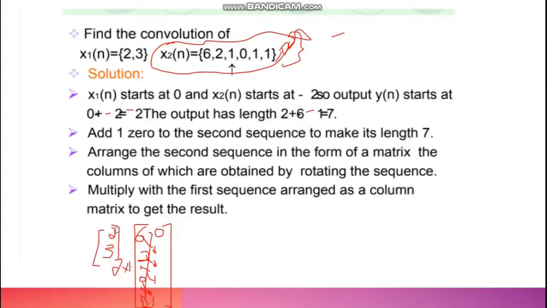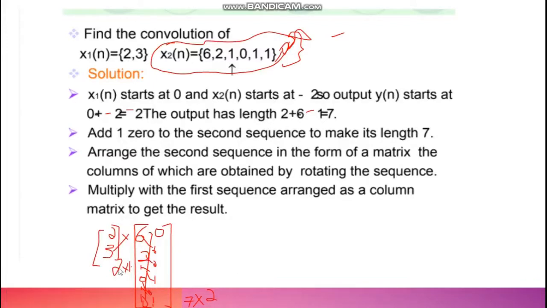can be multiplied, right? Because if you check the order of this matrix, it is 2 by 1, and if you check the order of this matrix, it has 1, 2, 3, 4, I think 7 elements. So this matrix is a 7 by 2 matrix, and this matrix can be multiplied if the number of rows is equal to the number of columns, right? Here the number of rows is equal to the number of columns, so this can be multiplied.